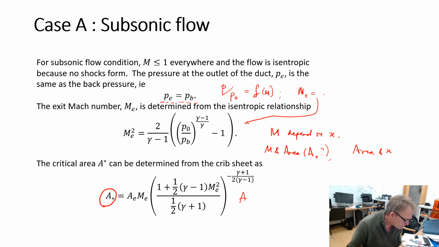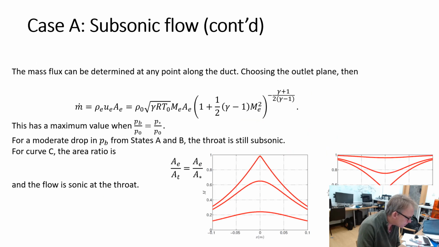Remember, we know that A over A star is a function of Mach number, and at the exit, since we know the area is equal to the exit area, we can determine what A star is, and so this gives you the solution, and that's the process by which you solve. And so this is a relatively straightforward case. The mass flux can be determined at any point. Usually you do it at the throat because it's relatively straightforward, or in this case the exit.